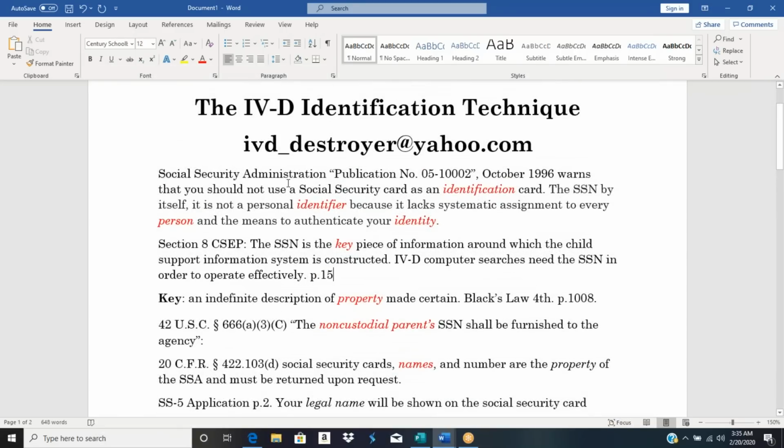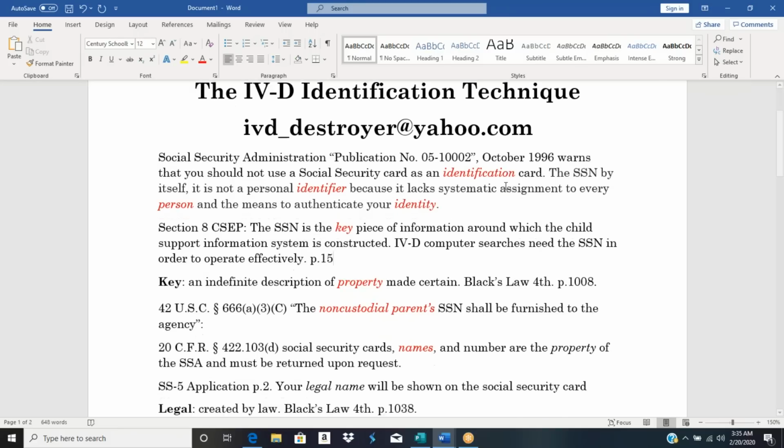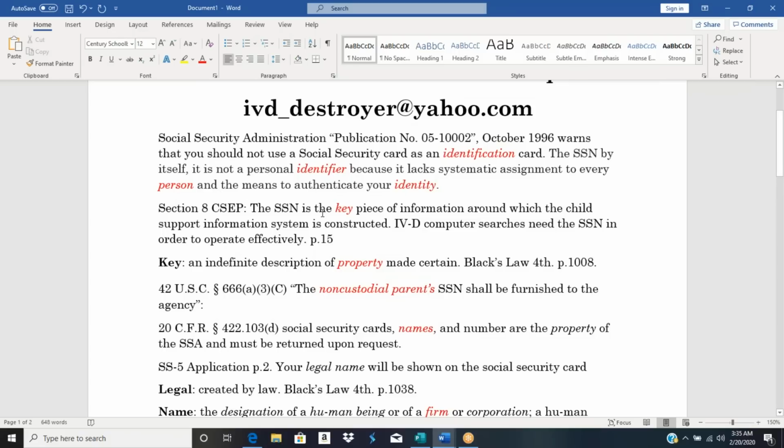So you now know that the Social Security number is not an identification number. And also you can prove it. Pull out your driver's license, passport, state ID, and put the Social next to it. You'll find that there's no picture on that Social Security card. Also, passports, IDs, and driver's licenses you pay for. Social Security cards are free. You do not have to pay for them. Why? You'll find out. Section 8, Child Support Enforcement Program.